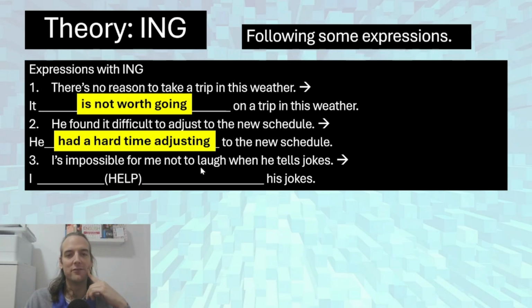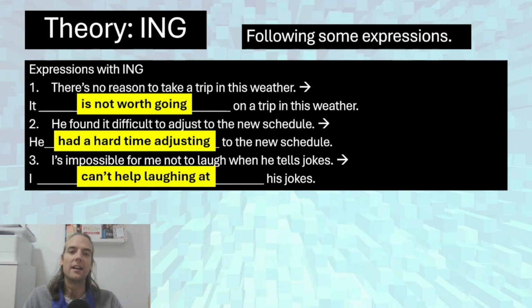And it's impossible for me not to laugh, then I can't avoid. But with help, the expression is I can't help, and you laugh at his jokes. That was a little clue. We need "at", the preposition, to laugh at. That's the collocation, isn't it? So I can't help laughing at his jokes. There we go. That all makes sense for ing. And we've had 10 little questions there for ing.